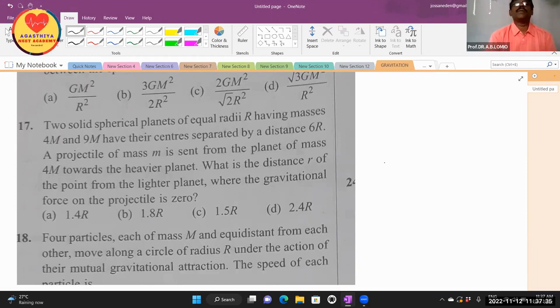Two solid spherical planets of equal radius having masses 4m and 9m have their centers separated by the distance 6r. The projectile of mass m is sent from the planet of mass 4m toward the heavier planet. What is the distance r of the point from the lighter planet where the gravitational force on the projectile is 0?